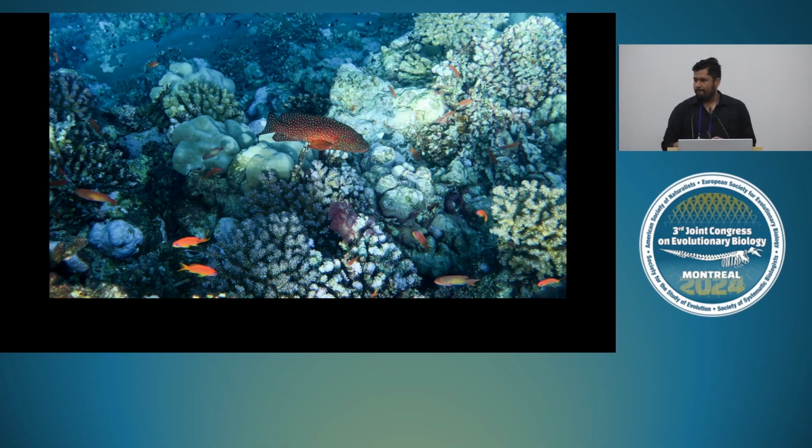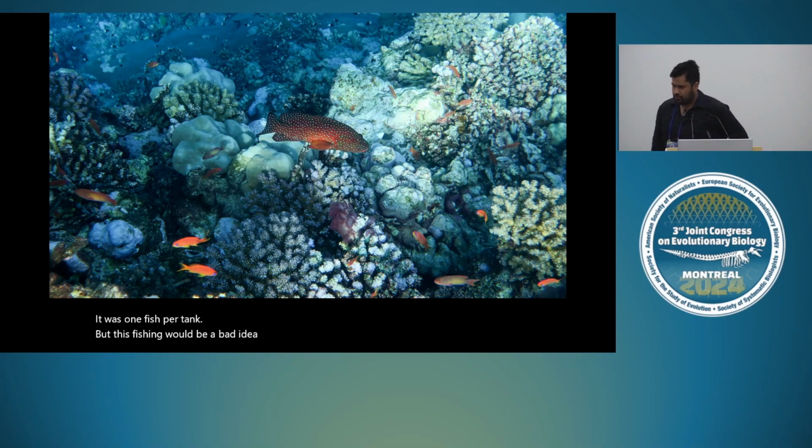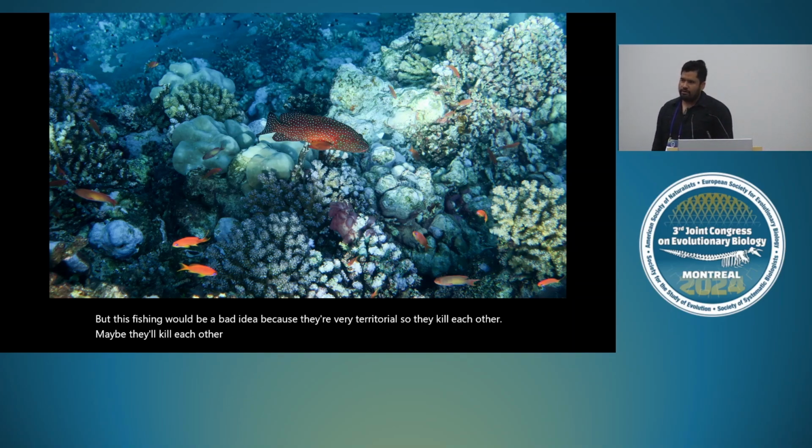Yeah. So the essay you did on the fish, on the environmental complexity, you only had one fish per tank. Do you know if, like, when you put multiple fish, if it changed completely the behavior? With this fish, it would be a bad idea because they're very territorial, so they kill each other. Maybe they'll kill each other faster if there's no environment. That would be my prediction. But yeah, I'll take any other questions in the poster session.